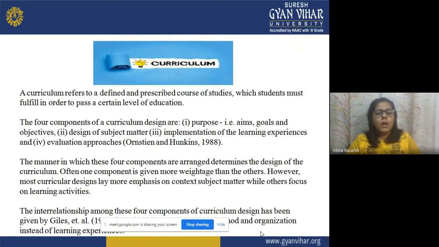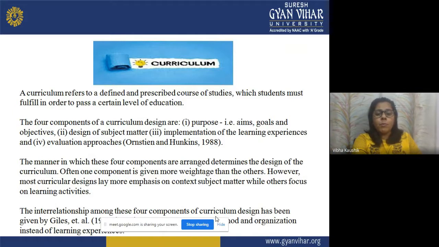Now, curriculum. A curriculum refers to a defined and prescribed course of study, meaning it is related to a particular course, and in that curriculum it is defined what should be studied, which students must fulfill in order to pass a certain level of education. That curriculum needs to be studied by every individual who wants to pass a certain level of education or get a particular degree.